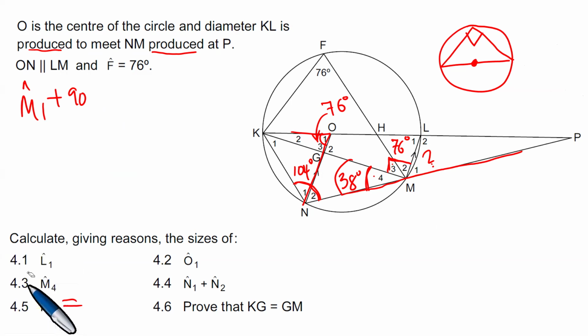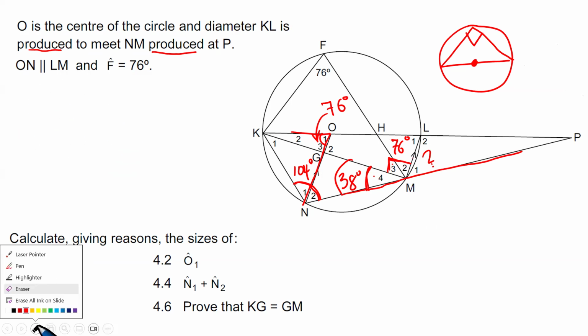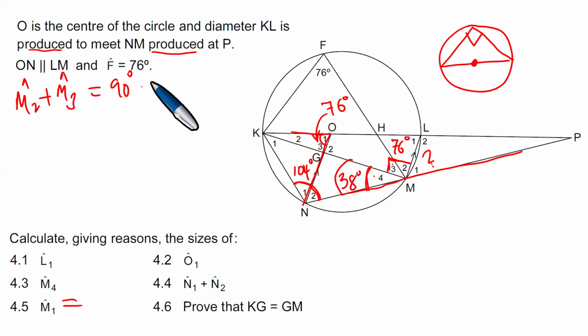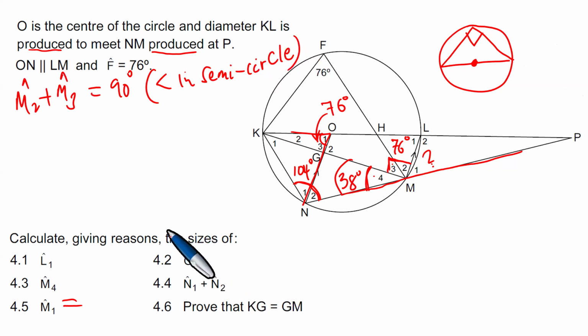Okay, so you need to write it step by step. Let's first tell the examiner why. So you can say M2 plus M3. M2 plus M3 is 90 degrees. Why is that the case? Because it is an angle subtended by a diameter. We say it is an angle in a semicircle.